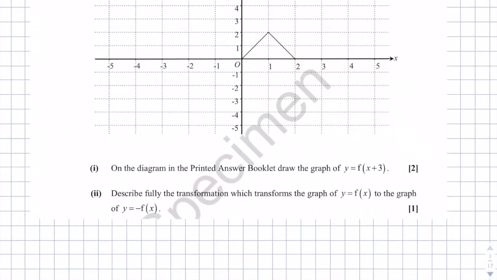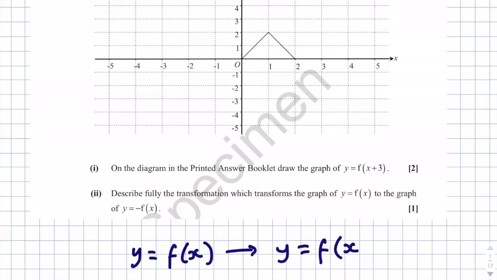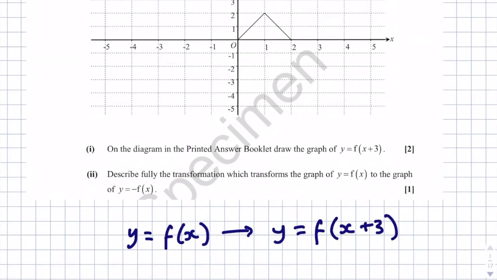So you should notice straight away that going from y equals f of x to y equals f of x plus 3 is some form of transformation. You should be able to see that it is a translation, as we've got this plus 3 value next to the variable x. Now we just need to identify whether this is a translation parallel to the x-axis or parallel to the y-axis. If our translation is inside the function, we say that it's a translation parallel to the x-axis.